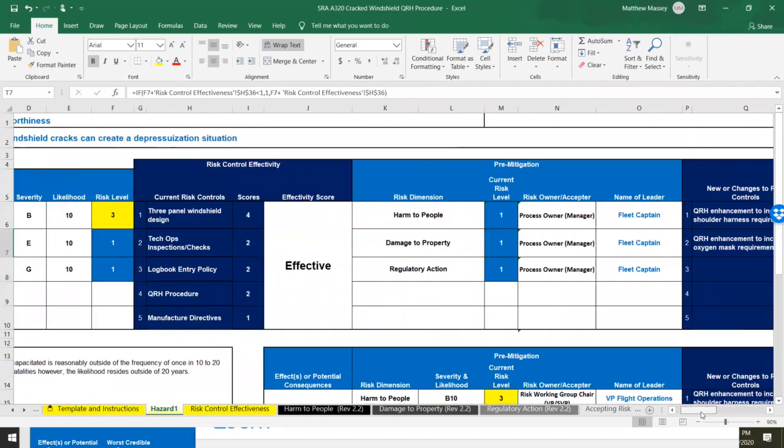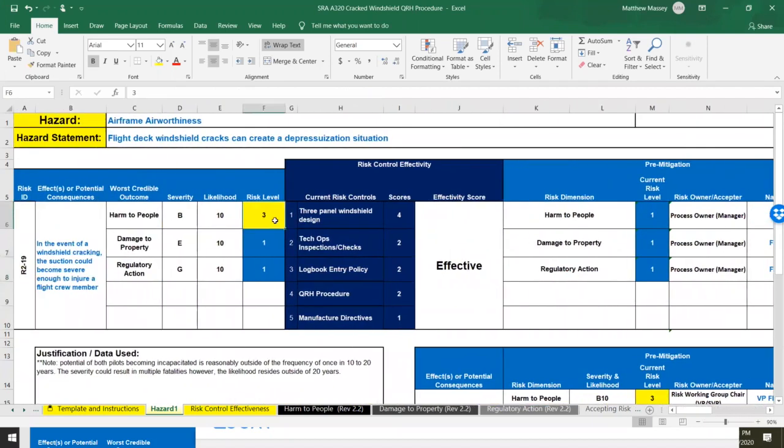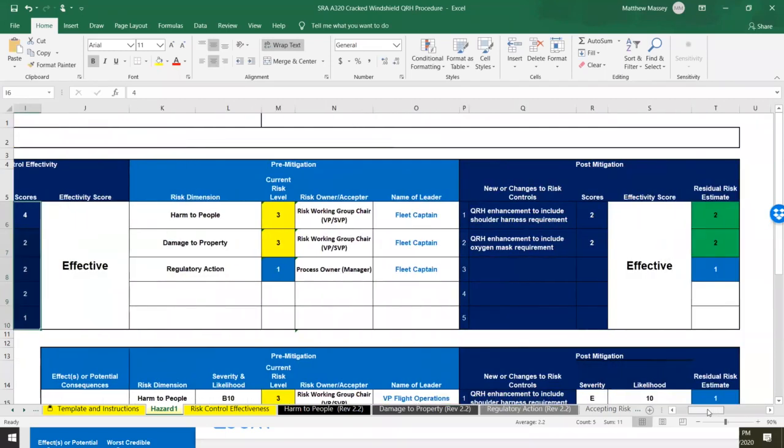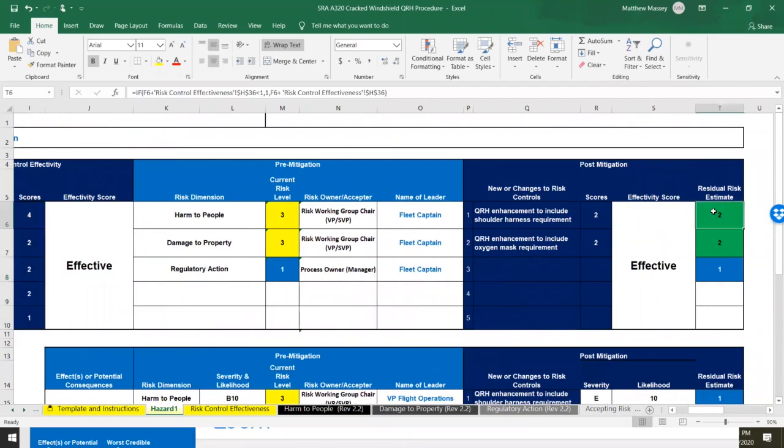But to show you guys how this kind of works, let's say I made this harm to people a 5, you'll see that that's going to raise the current risk level. So depending on where you start, and dependent on the score of your risk controls, will ultimately affect your final residual risk score. So as you can see, had we had much higher levels, we would have ended up with a higher level at the end.